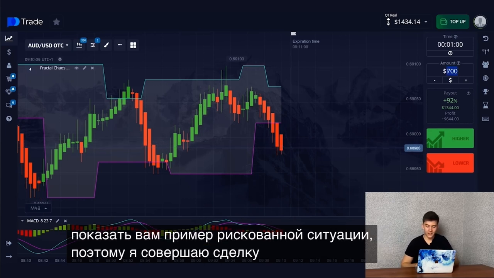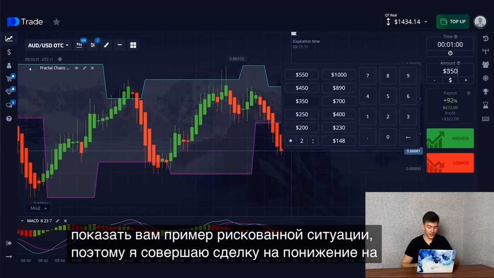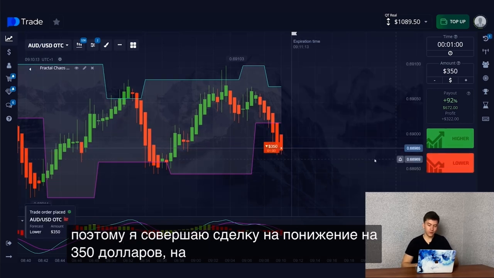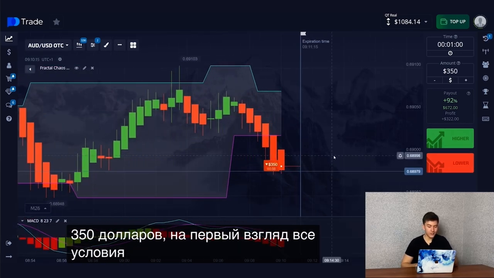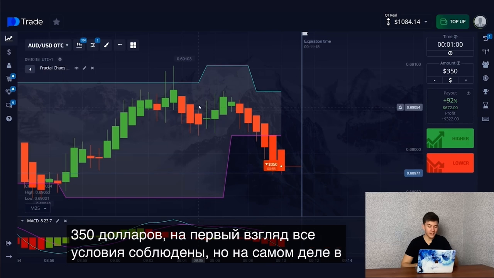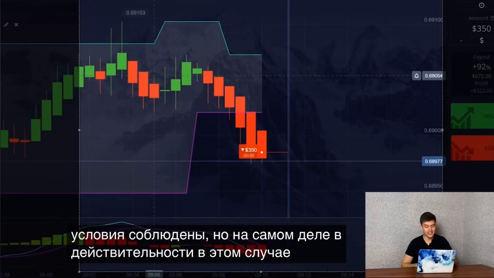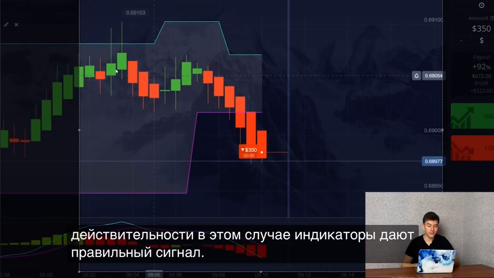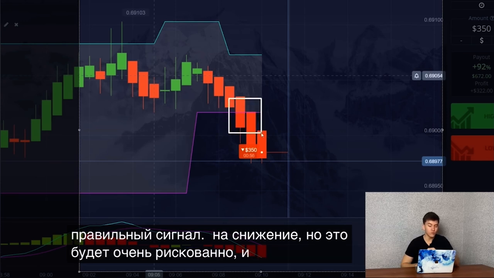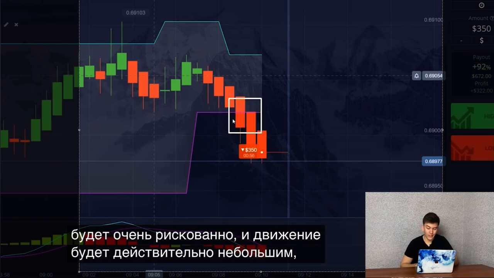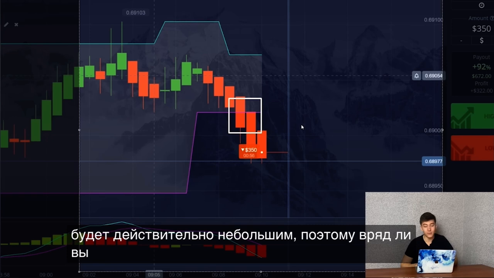Let's continue. Okay, now I want to show you an example of a risky situation. So I'm making a downward trade for $350. Look, at first glance, all conditions are met, and the indicators give the correct signal for a decline. But it will be very risky and the movement will be really small. So it is unlikely that you will be able to make any money here whatsoever.